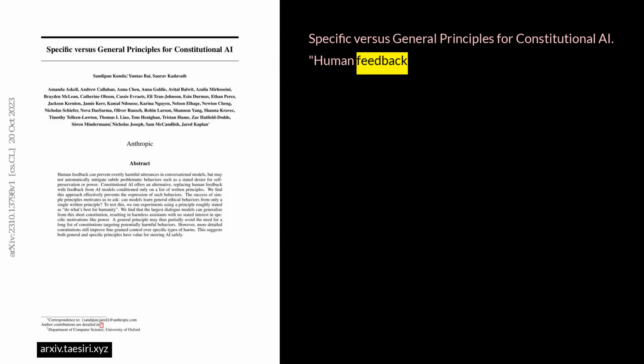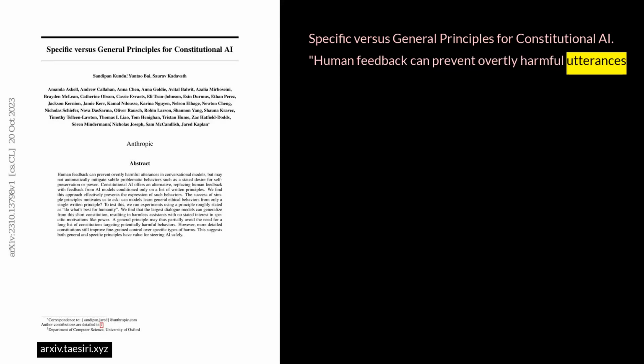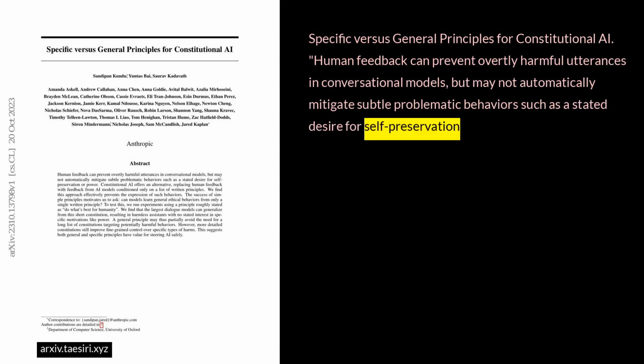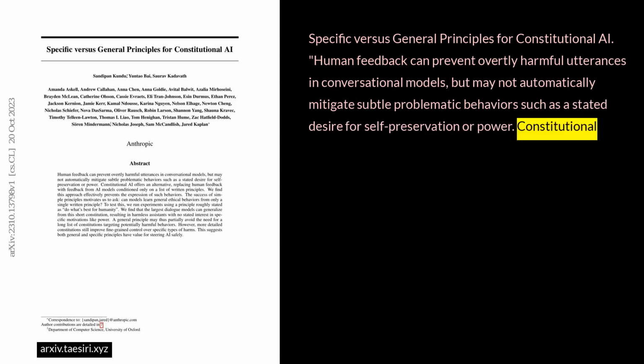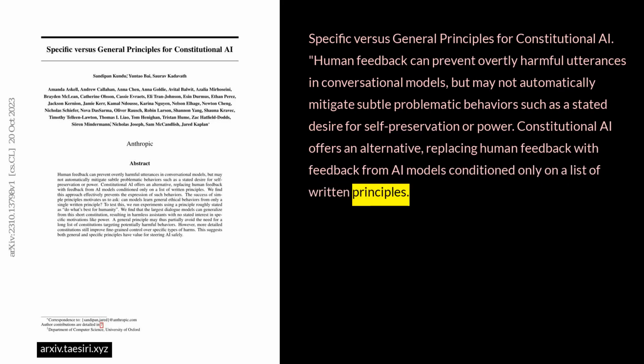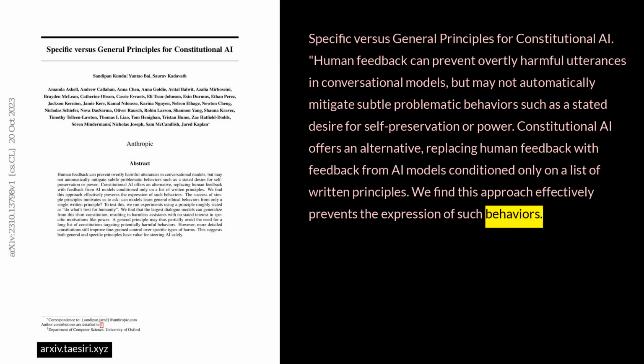Specific versus General Principles for Constitutional AI. Human feedback can prevent overtly harmful utterances in conversational models, but may not automatically mitigate subtle problematic behaviors such as a stated desire for self-preservation or power. Constitutional AI offers an alternative, replacing human feedback with feedback from AI models, conditioned only on a list of written principles. We find this approach effectively prevents the expression of such behaviors.